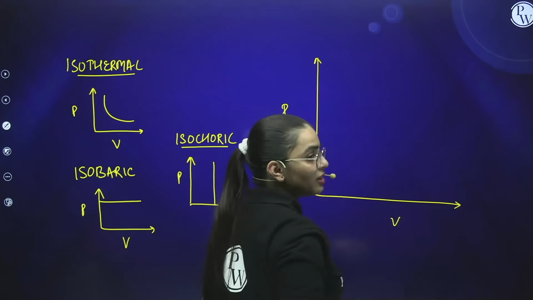It is basically a path function, which depends upon the path. It does not depend upon the initial and the final point. Clear? Other than this, what is the unit of heat? It is joule, right? The unit of heat is joule.